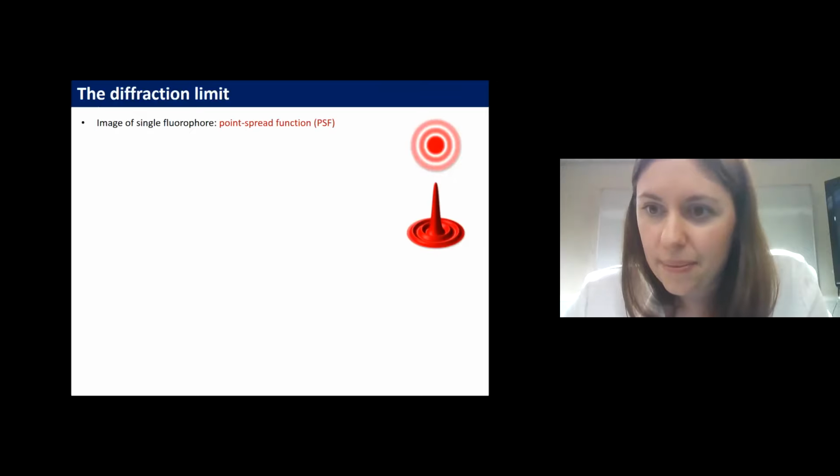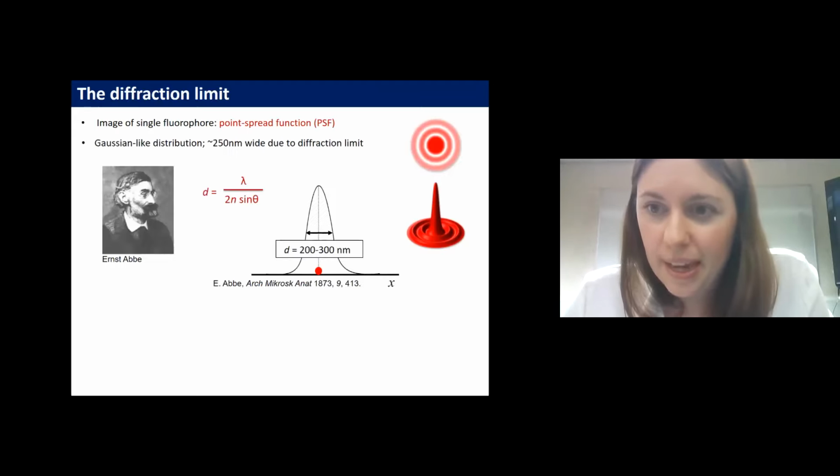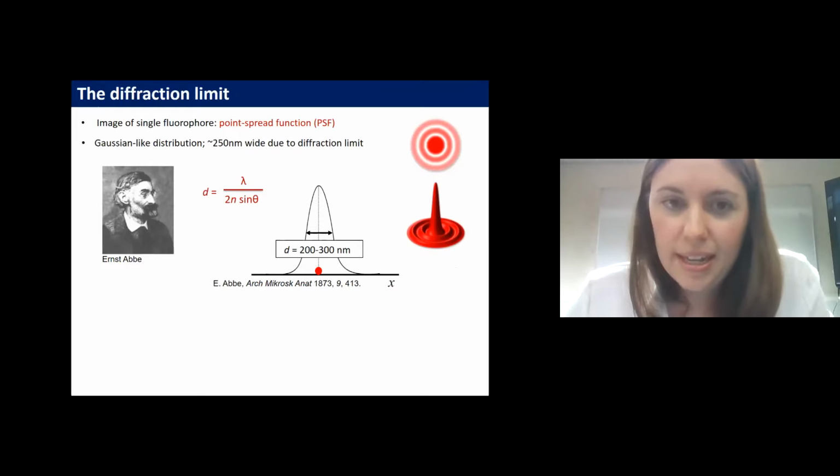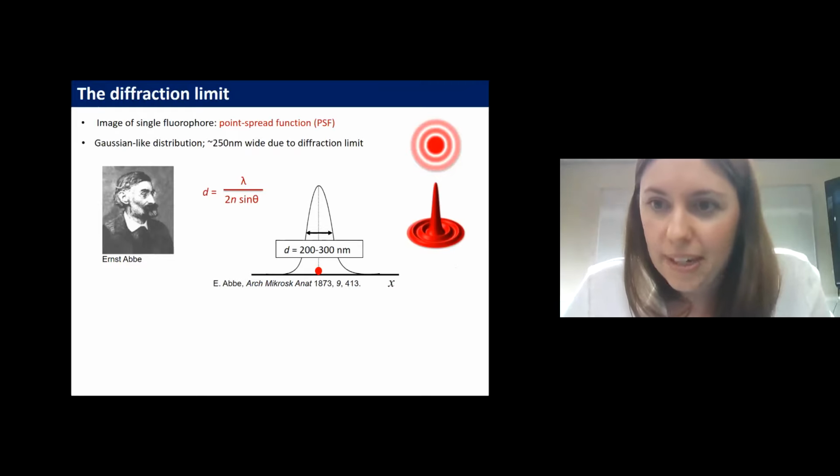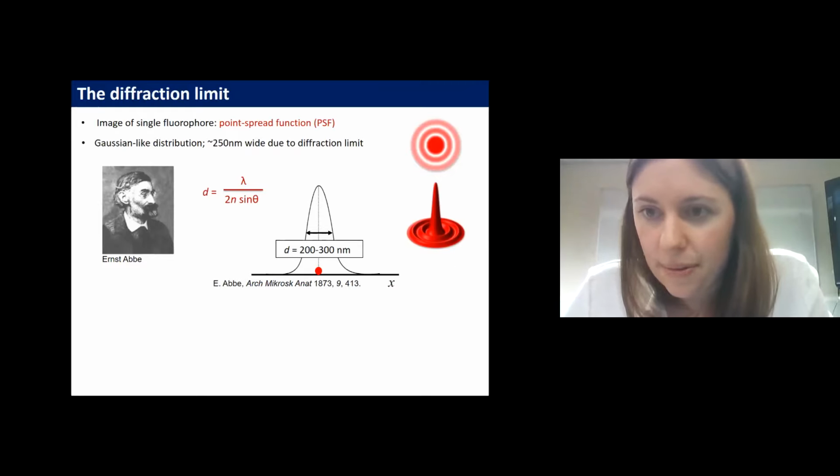So when light from any point source is shone through an aperture like a lens on a microscope, it's blurred out to a particular 3D shape known as the PSF, point spread function. And in a set of physical laws defined by Ernst Abbe back in 1873, he showed that the diffraction limit was around 250 nanometers for visible light, which is basically the full width half maximum of the PSF.